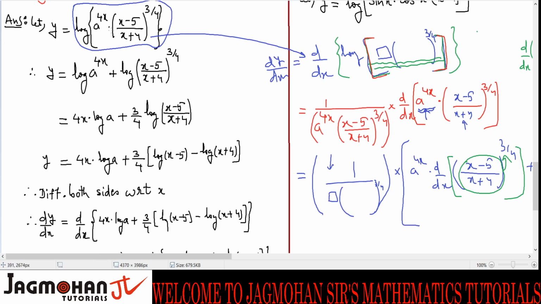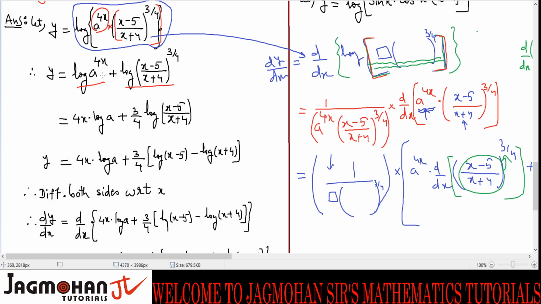So what I'm doing is I am now using logarithmic laws. If you remember, log of m into n is log of m plus log of n. So I used that: log of a raised to 4x plus log of this thing, x minus 5 upon x plus 4, the whole raised to 3 by 4. I'm simplifying. I'm not directly differentiating. We saw differentiating directly leads to trouble.